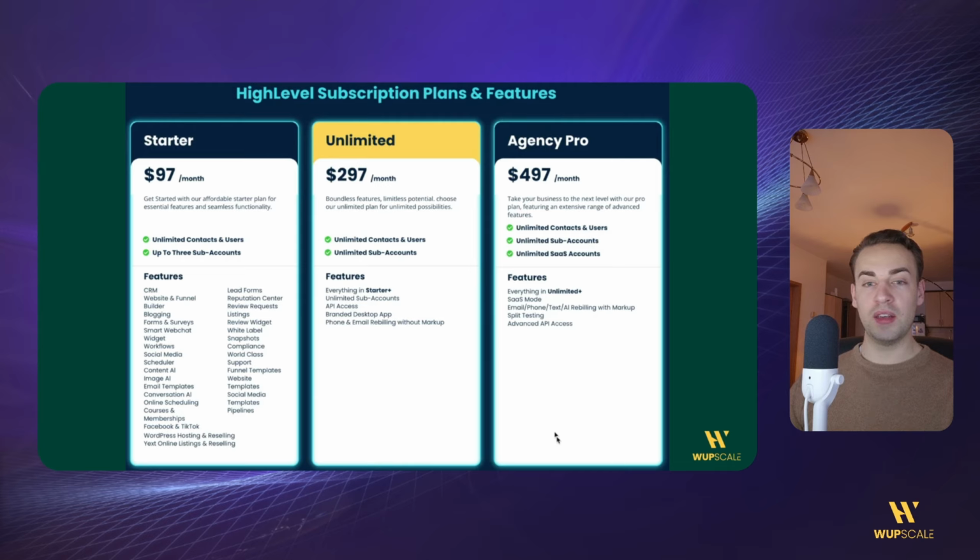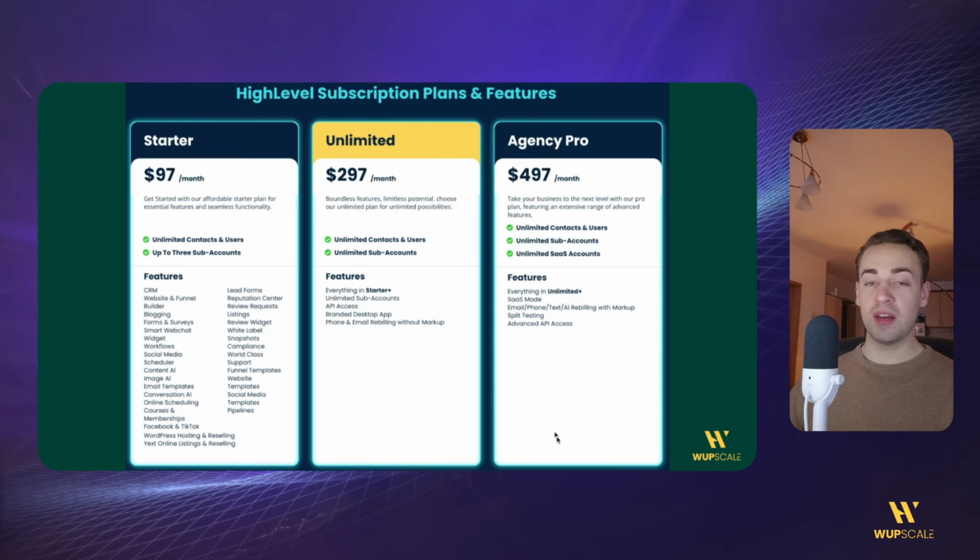You get a branded desktop app, which is nice if you are reselling. And then you can also rebill phone and email usage without a markup. And then with the Agency Pro plan, the 497 plan, you have unlimited everything. So unlimited sub accounts, unlimited SaaS accounts. So the main difference with the Agency Pro plan is now you have SaaS mode. So it's going to enable automatic sub account creation.